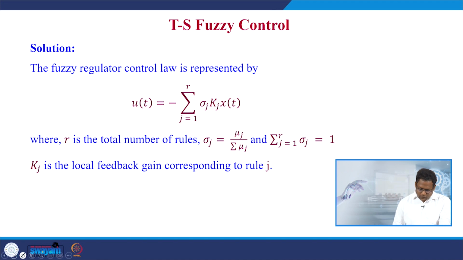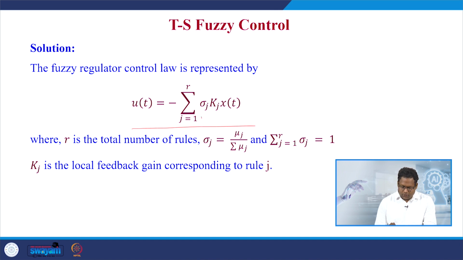Okay, so now let us see the solution for this problem. The fuzzy regulator control law is represented by u of t equal to minus summation j equal to 1 to number of rules sigma j kj x of t, where kj is the local feedback gain corresponding to rule j, and you know that the number of rules here is 7, and sigma j is given by mu j upon summation of mu j, and the summation of sigma j for all the rules equal to 1, and mu j is a membership function corresponding to the variables associated with each rule.